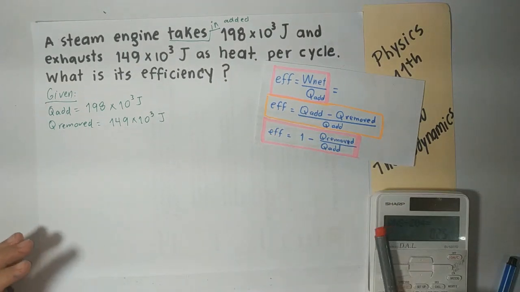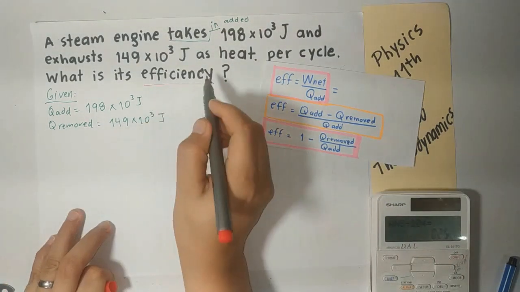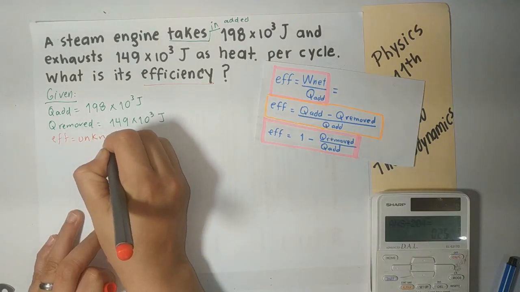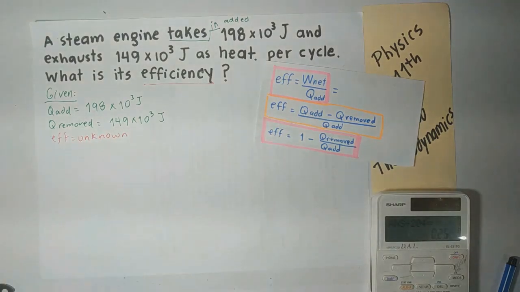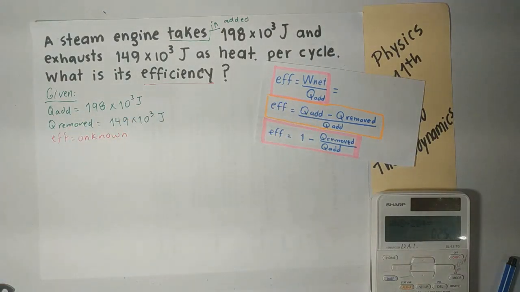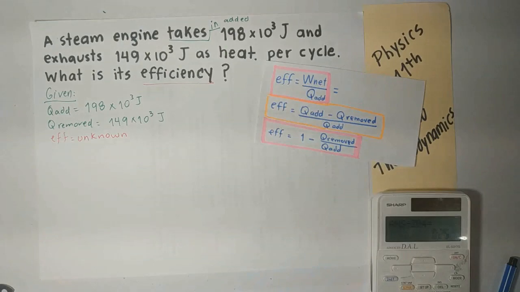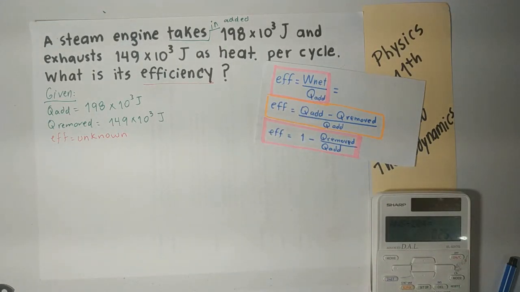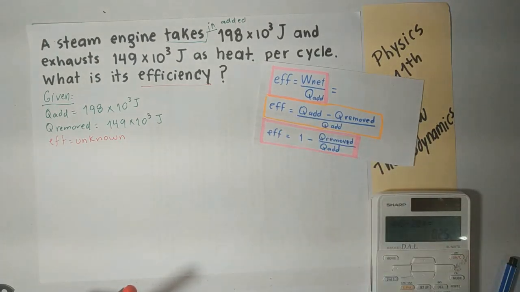Now, what do we need to find? Its efficiency. So this is the unknown. Again, which formula can we use, 1, 2, or 3? No work is given in the problem, so we're going to use 1 or 2. In the exercise before, I already used the formula in the middle, so right now we'll use the third one, only for you to see that you can use both of them.